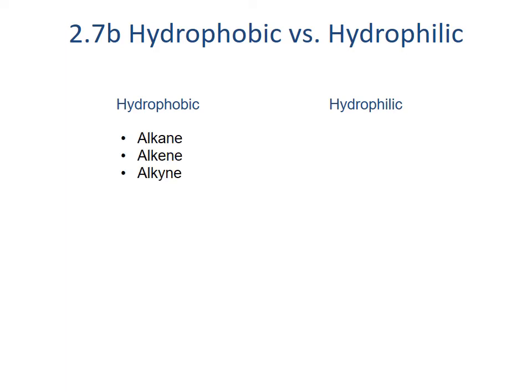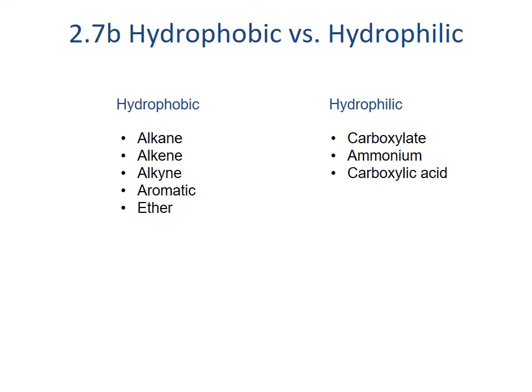So hydrophobic groups include alkanes, alkenes, and alkynes, all of which have carbon bonds as their predominant functional group, and aromatics. Ethers, even though they have a dipole, the dipole is far too weak to displace the hydrogen bonding that we see in water. Hydrophilic groups, on the other hand, include carboxylates and carboxylic acids, ammonium groups and ammonia groups, amines. We have alcohols, which again are very similar to water because of the OH bond and the hydrogen bonding, amines, aldehydes, ketones, and esters and amides.